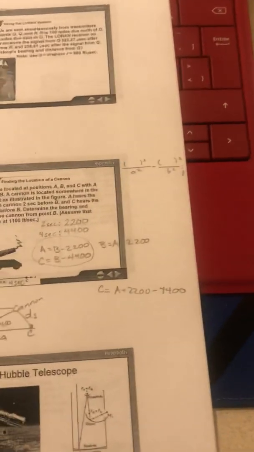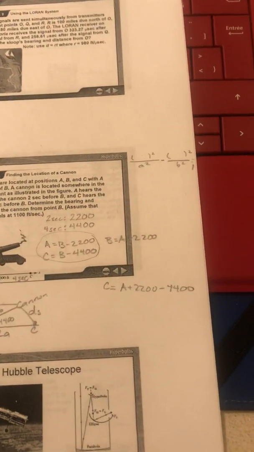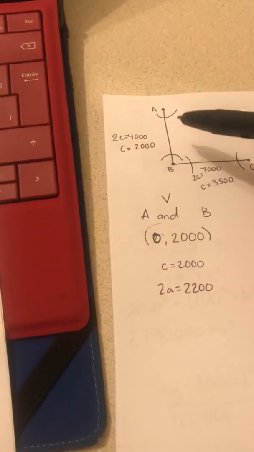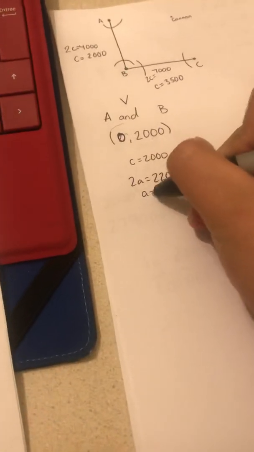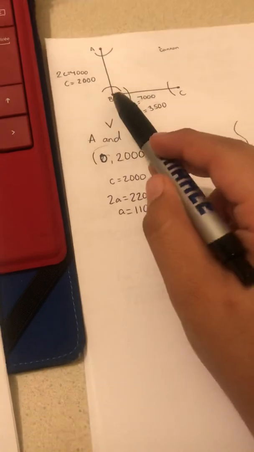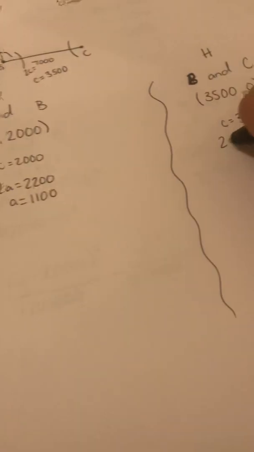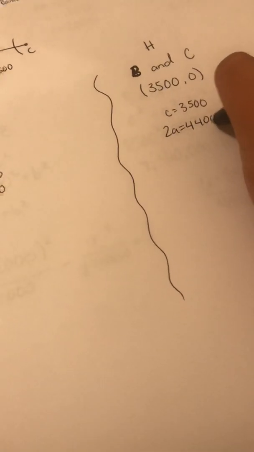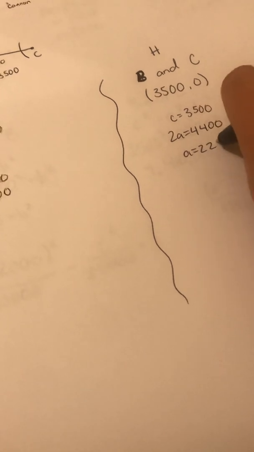2A equals 2,200 because that's the difference between A and B when they hear the sound. So A equals 1,100. And the difference between B and C is 4,400, so A equals 2,200.